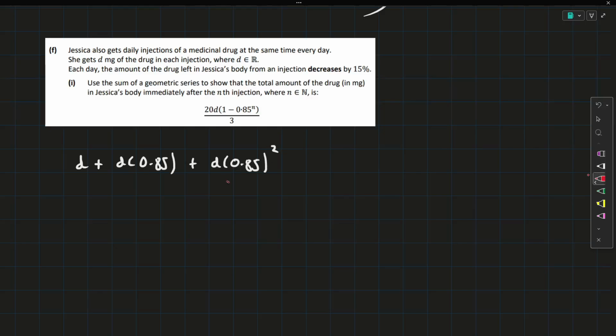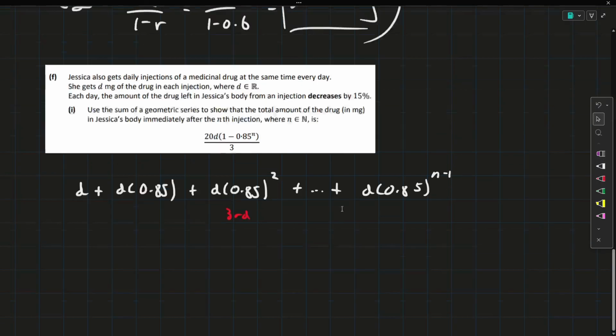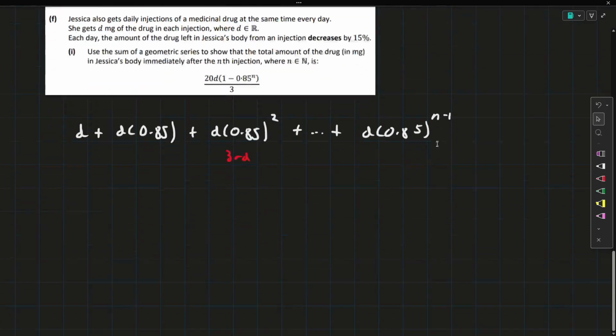That's the second one. The third one will be d times 0.85 squared. And notice that this is the third one, but we have a 2 in the power. So if we're going up to the nth one, we're going to have 0.85 to the power of n minus 1, because you can see that the power is 1 less each time. Same logic as one of the previous questions we did up there.